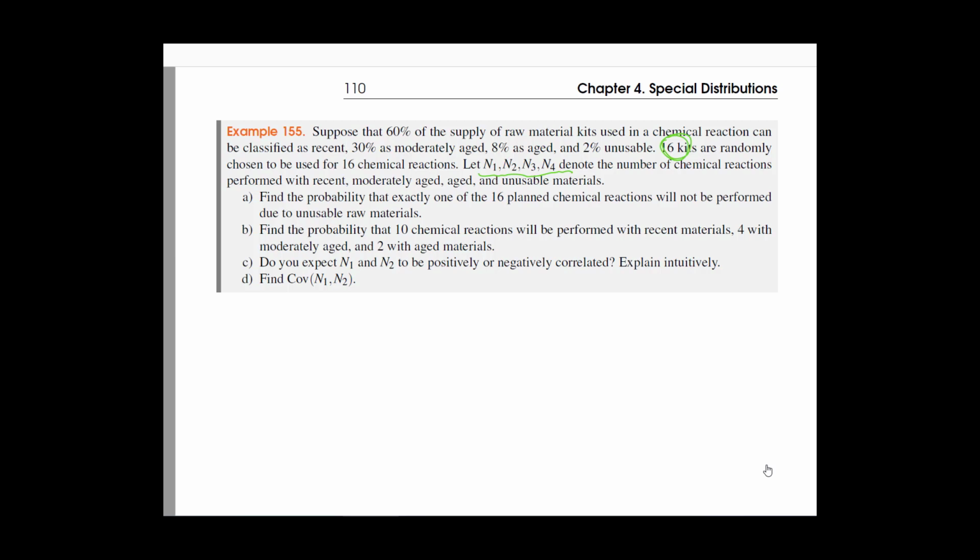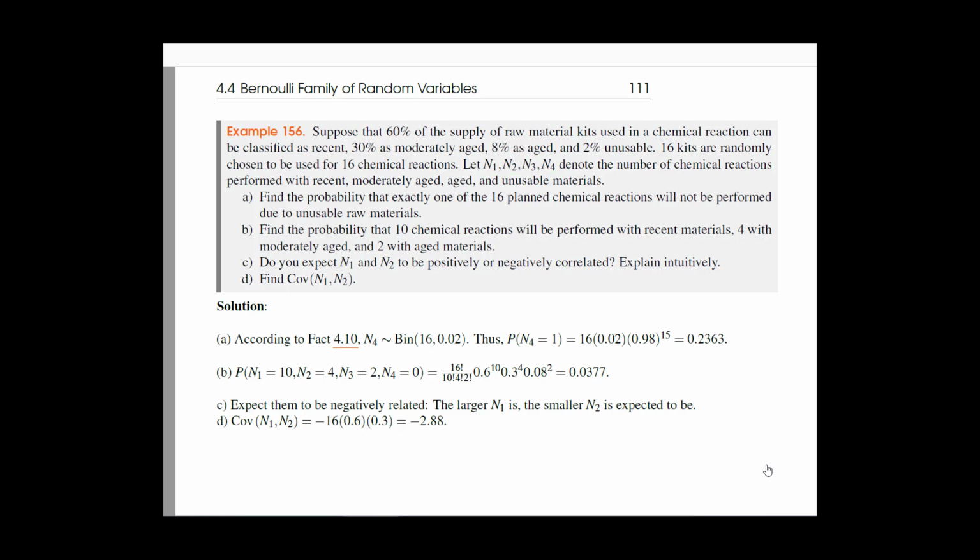All right, so part A, find the probability exactly one of the 16 reactions will not be performed due to unusable material. The question is only regarding N4, the number of unusable kits. Since the question only involves one, it's the marginal, and the marginal of a multinomial, we know, is binomial. So n is 16, probability of success for 4 is 2%, right here. So we know how to do these already.